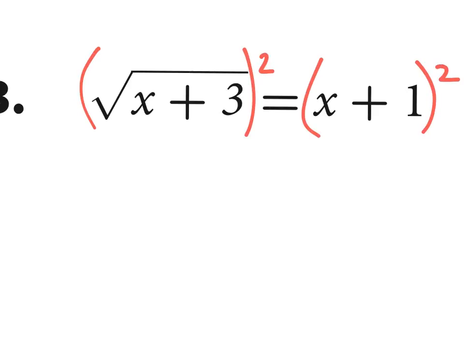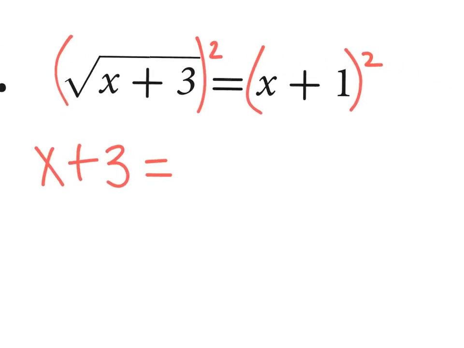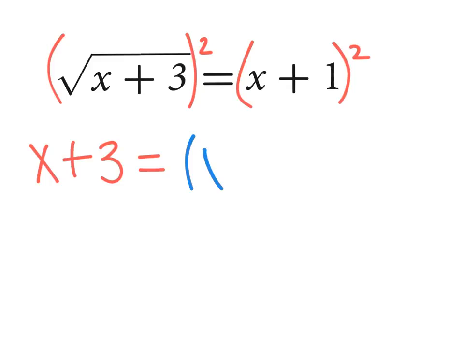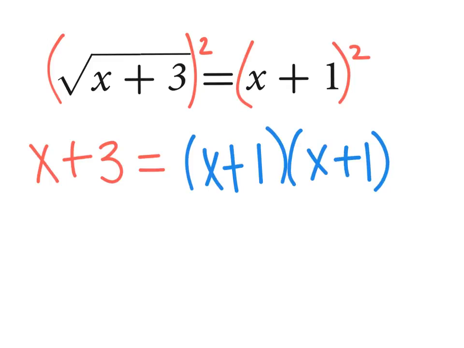Okay, so on the left side, what happens when I square a square root? It cancels. It disappears, and I get left with x plus 3 equals. And this is the tendency, is to tell me the right side. Don't write this. Tell me it's x squared plus 1. No, it's not. What do you have to do on the right side? You have to FOIL, because you have to remember that x plus 1 squared is really x plus 1 times x plus 1. Oh my god.